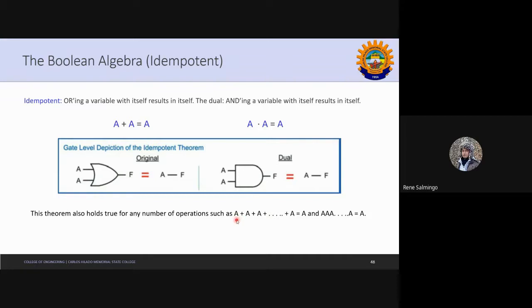This theorem holds true for any number of operations, such as if you have a long string of A. So if you OR hundreds of A, it still becomes A. And if you multiply several A's using AND, so A and A, A and A, and A and A, it still becomes A. So that's the theorem of idempotent.